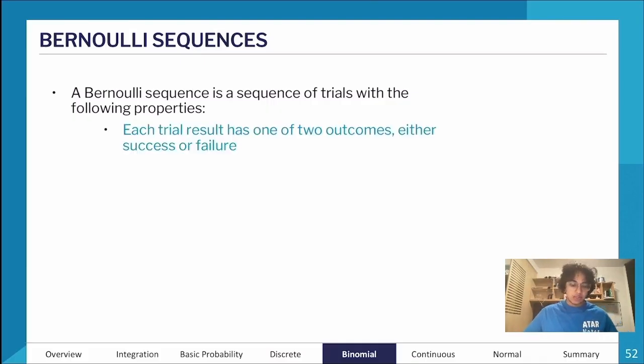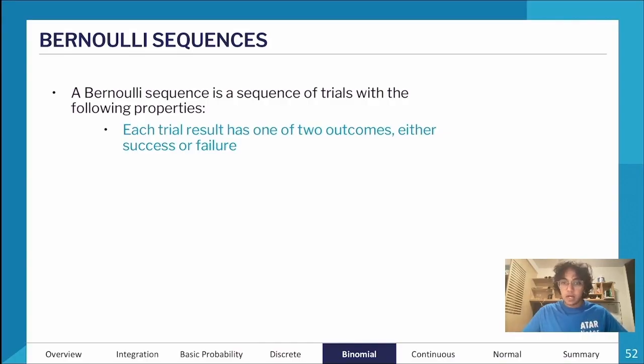So a Bernoulli sequence has a certain rule, right? Any Bernoulli sequence has two outcomes, right? And we can define these outcomes as a success or a failure. For example, let's say I flip a coin, right? And let's say I said getting tails is success and getting heads on the coin is failure, right?